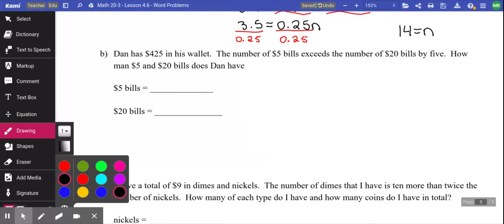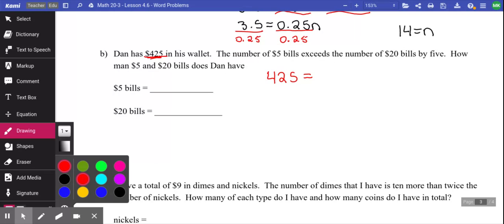All right, B. It says Dan has $425 in his wallet. So that means if you added up all of Dan's money, it would equal $425. The number of $5 bills exceeds the number of $20 bills by 5. So that means I have 5 more $5 bills than $20 bills. How many $5 and $20 bills does Dan have? Okay, let's set this up. It tells me Dan has $425 in his wallet. Perfect. Now in his wallet, he's got $5 bills and he's got $20 bills.